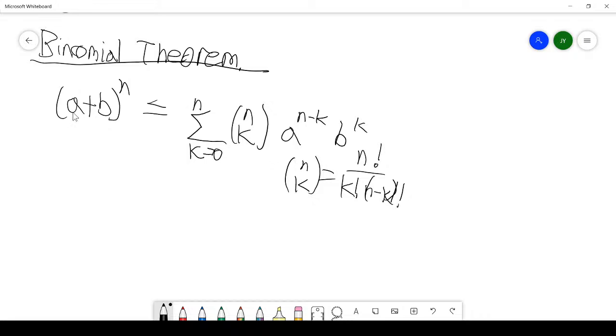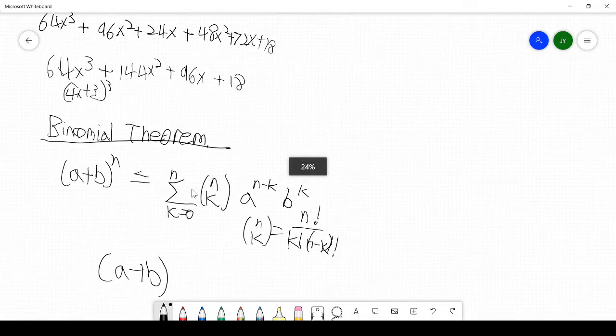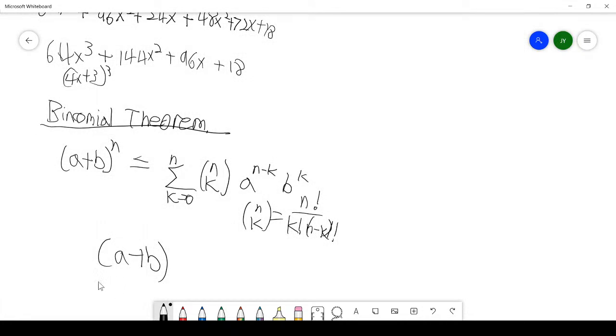So first, let's start with the general things. What is a plus b here? A plus b is simply, in the example we used above, a would be 4x and b would be 3. A plus b is just a representation of what's inside of the initial thing that you're trying to raise to a certain power. And n is the power that you're trying to raise it to.